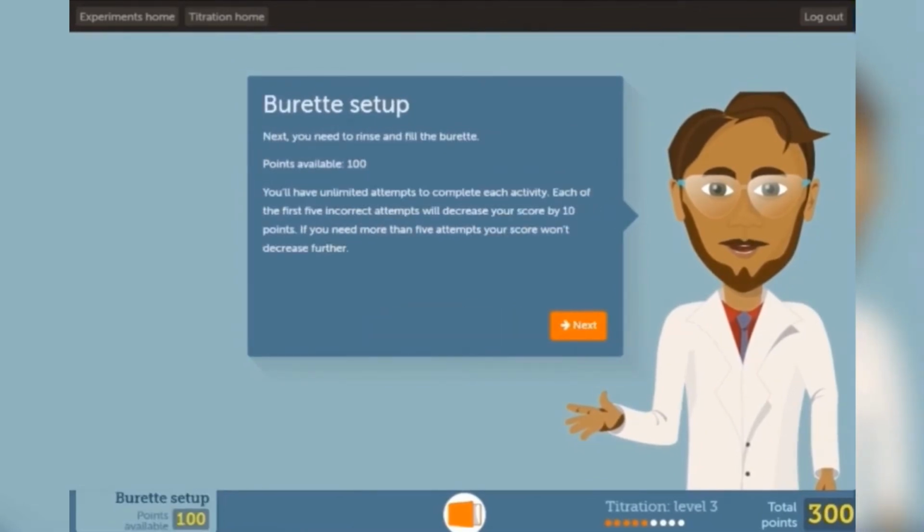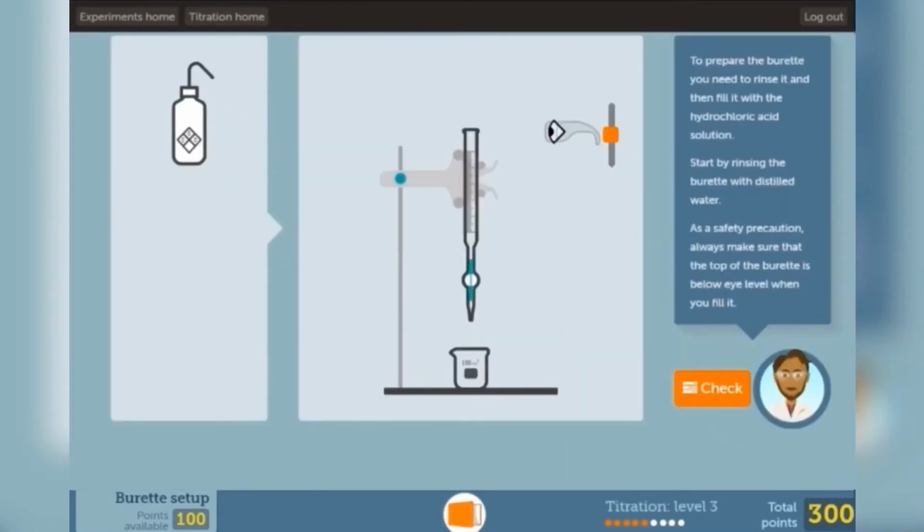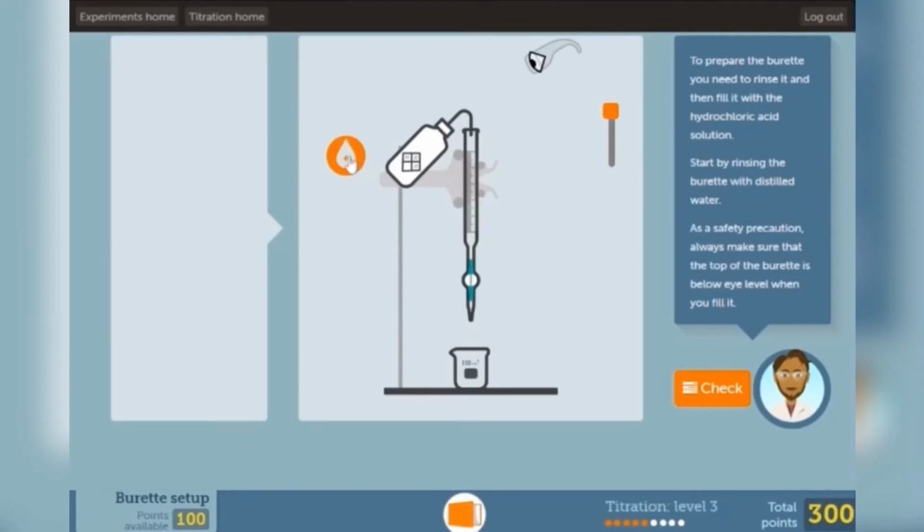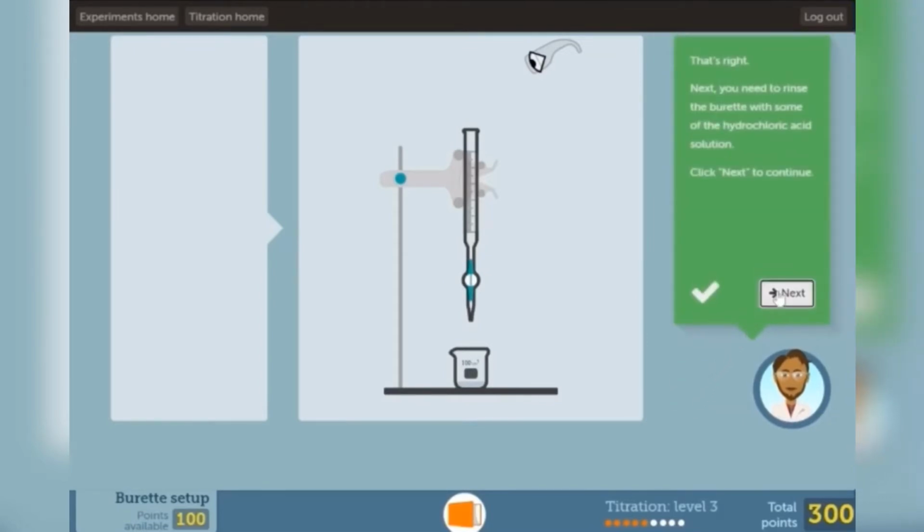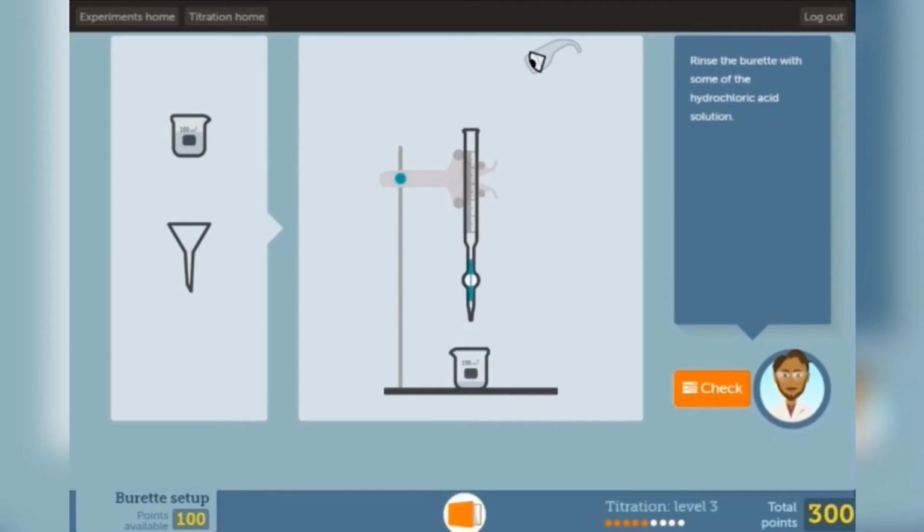Burette setup. Prepare a burette and rinse it with distilled water. As a safety precaution, always make sure that the top of the burette is below eye level. After that, set a funnel on the top of the burette, fill in some of the hydrochloric acid solution and rinse the burette.